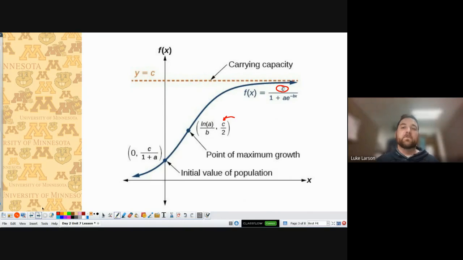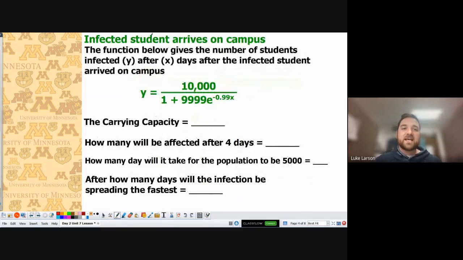So let's take a look at an example. Let's say a student is infected with a virus and comes to campus. The function below gives the number of students infected, y, after x number of days after the infected student arrived on campus. Looking at this function, the top value, remember, is your carrying capacity. So I know this is going to level off and reach its maximum value at 10,000 students. At that point, maybe that's how many kids are on campus, so you can't exceed that.